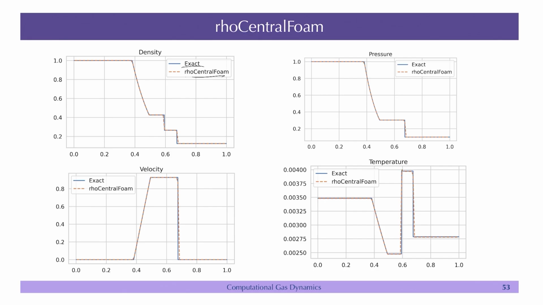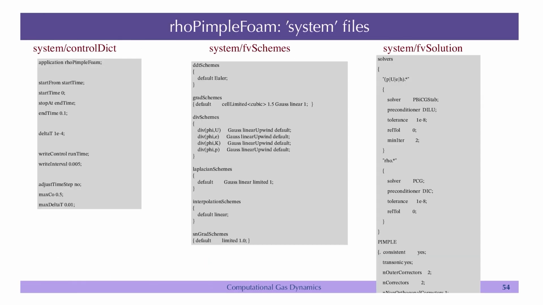You can see a little bit, I do not know if you see or not, there is a certain blip here. Because of the contact discontinuity, if you further reduce the time step or maybe refine the grid further, you will see that this will kind of disappear. Yeah, you can solve the same problem with rhoPimpleFoam.